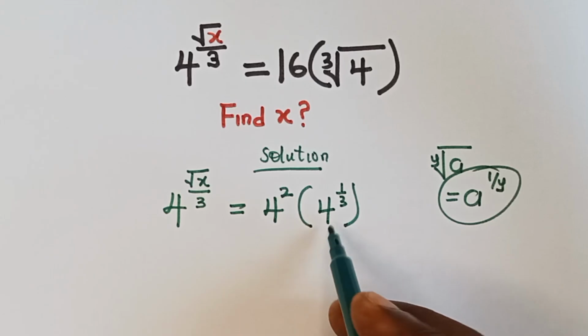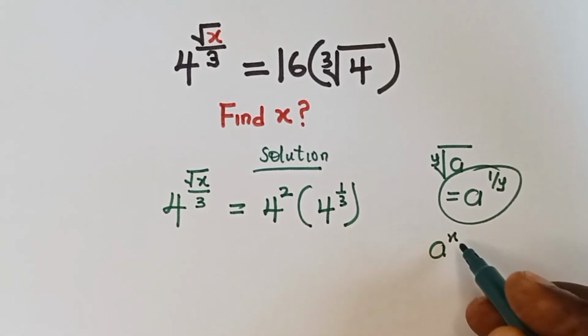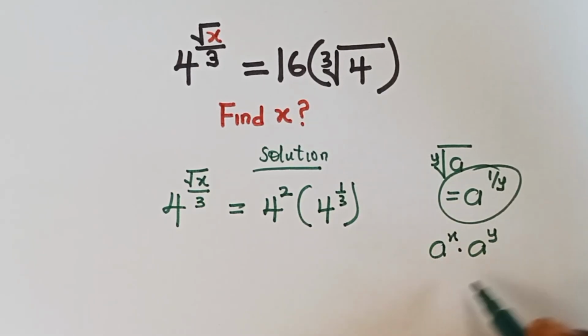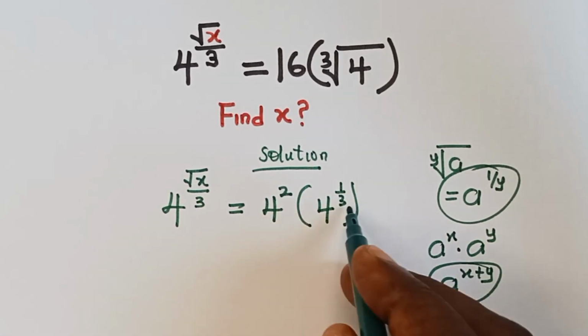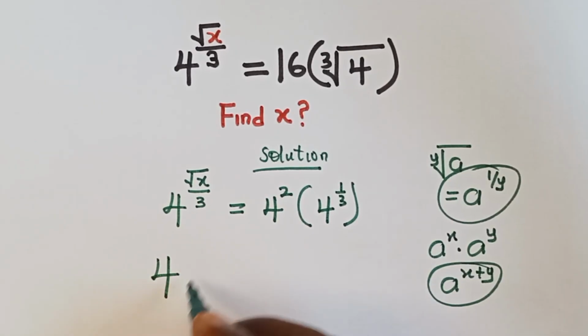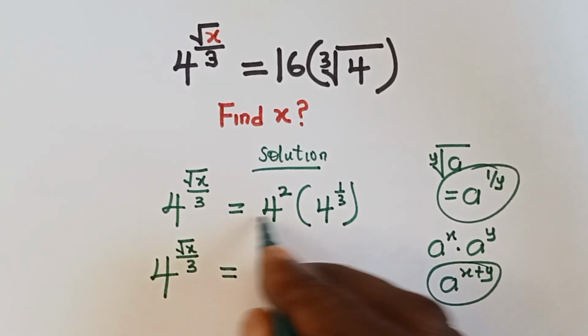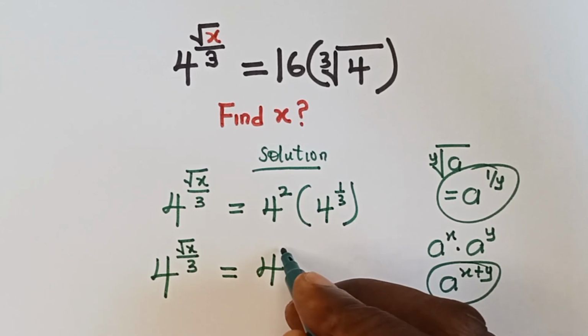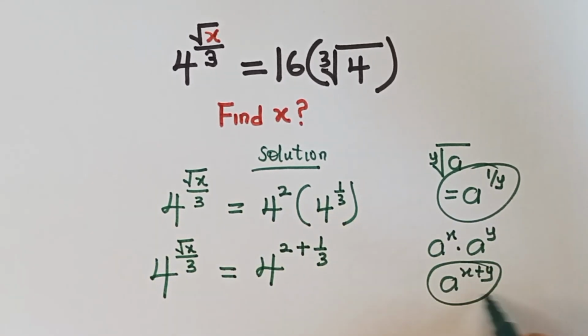Now we can multiply this. One of the laws of indices or exponents says that if we have a raised to power x multiplied by a raised to power y, it becomes a raised to power x plus y. We are applying that here. So 4 raised to power root x over 3 is equals to, this becomes 4 raised to power 2 plus 1 over 3. Okay, we have applied this law here.